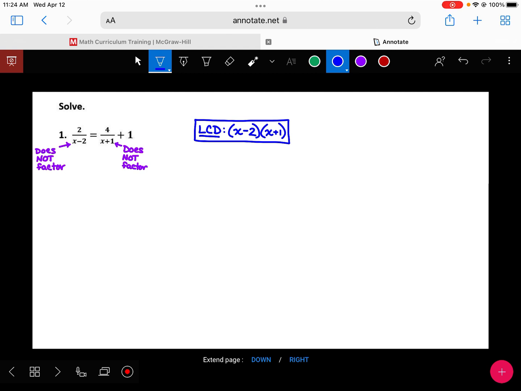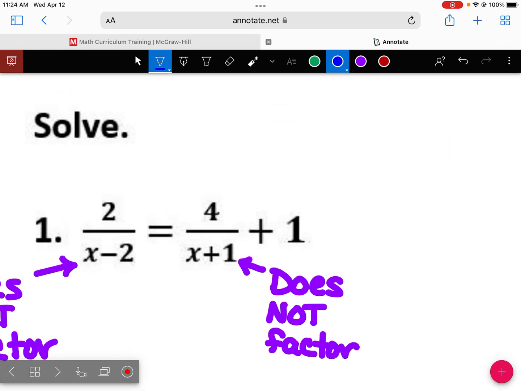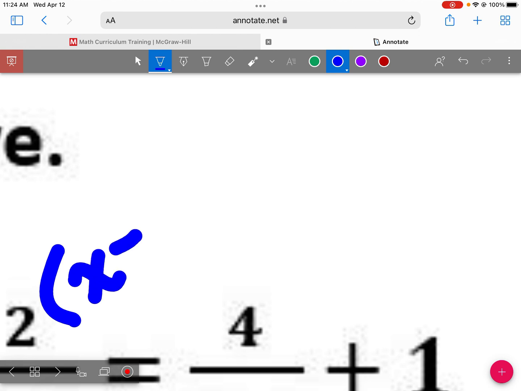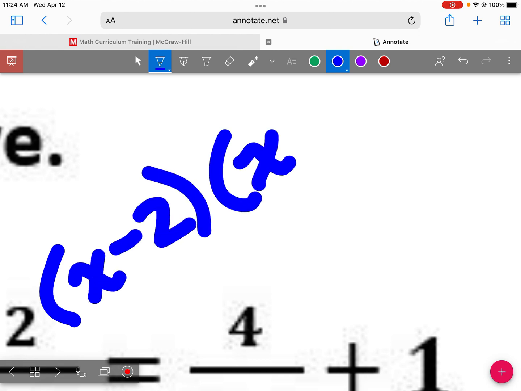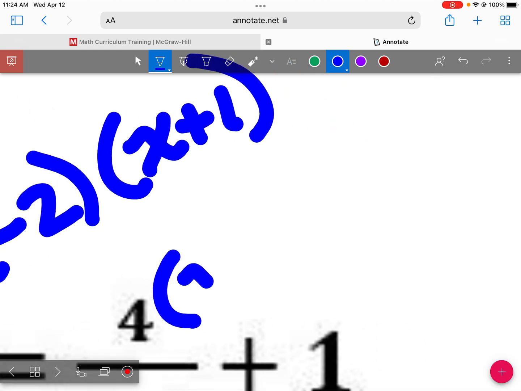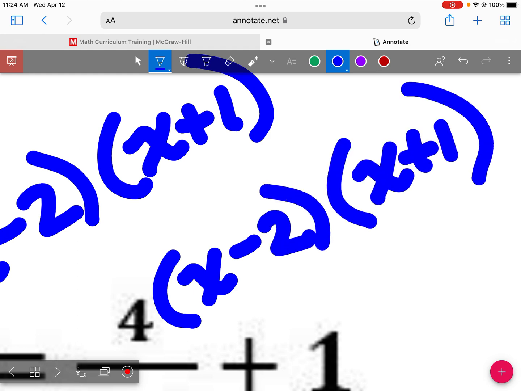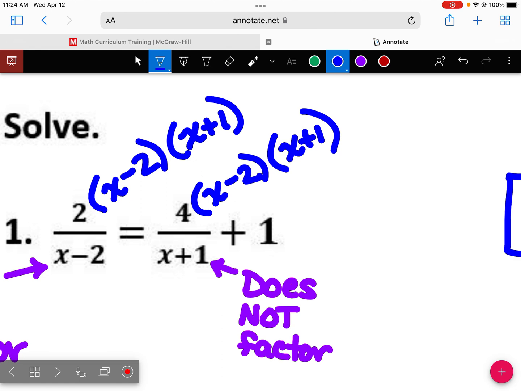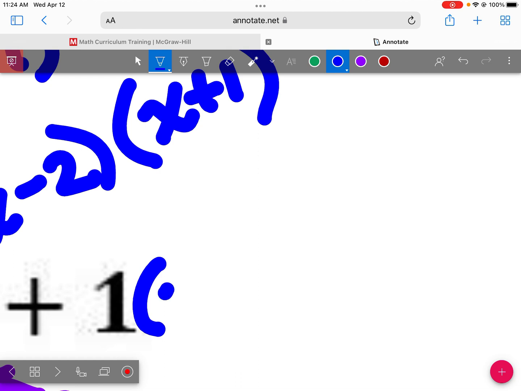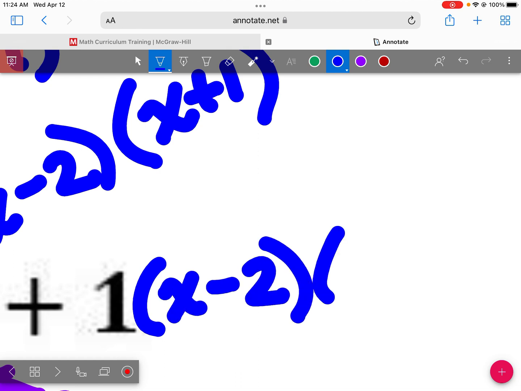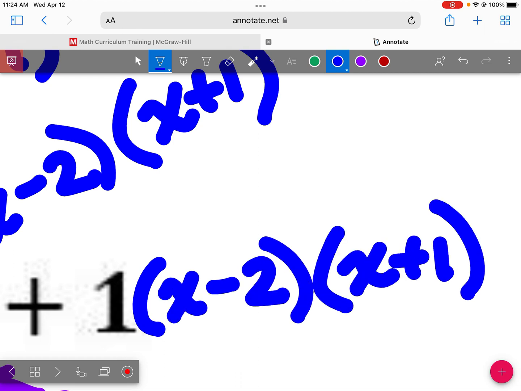What was our step 2? Multiply all terms by that LCD. So this fraction here is a term. I'm going to multiply that by x minus 2, x plus 1. This fraction here is a term. So I'm going to multiply that by x minus 2, x plus 1. Are there any other terms? 1 is a term. So I multiply 1 by x minus 2, x plus 1.